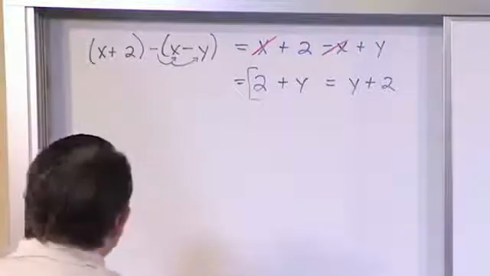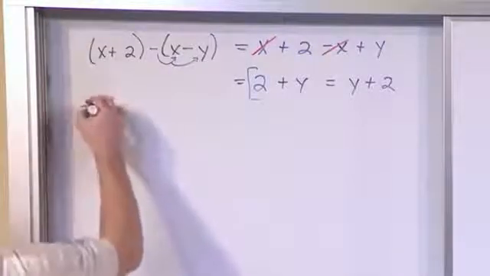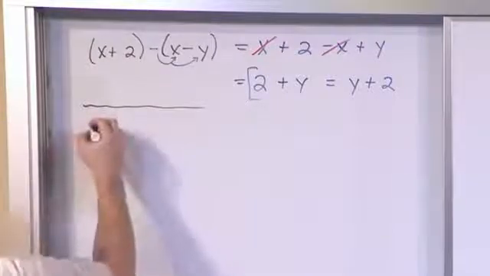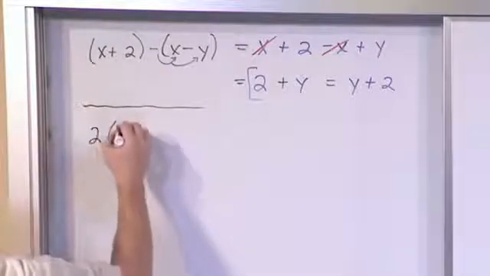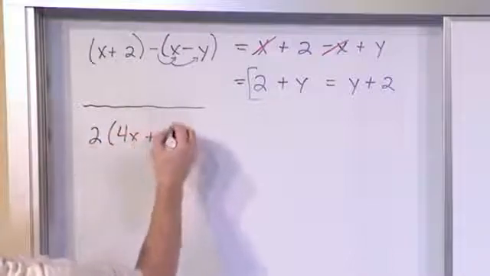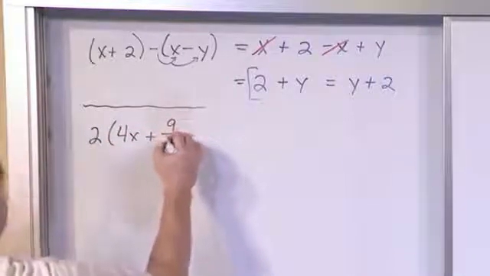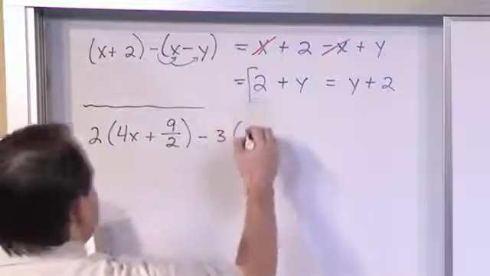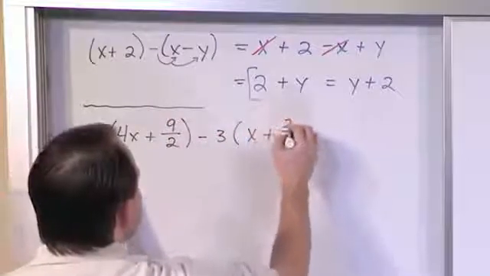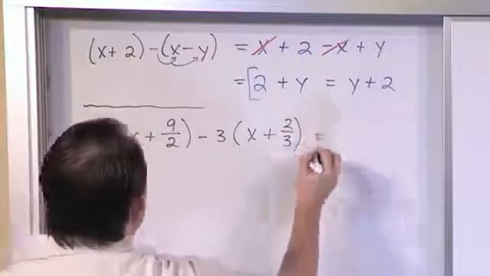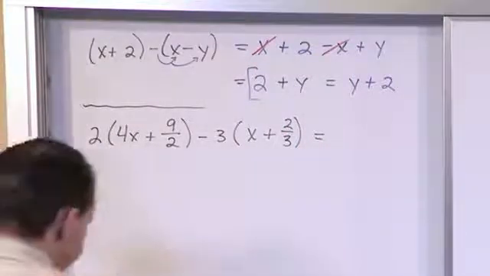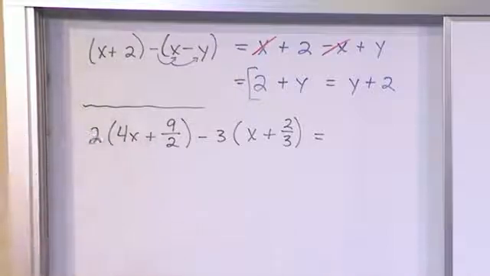Now let's flex our muscles a little bit, and I think you've got the basic idea of how to do this. Let's start rolling in some of our other skills. 2 times 4x plus, here's a good old fraction, 9 halves, minus 3x plus 2 thirds. I told you, fractions would never leave your side when you're dealing in algebra, and it's better just to tackle it head on and understand it rather than hide from it.